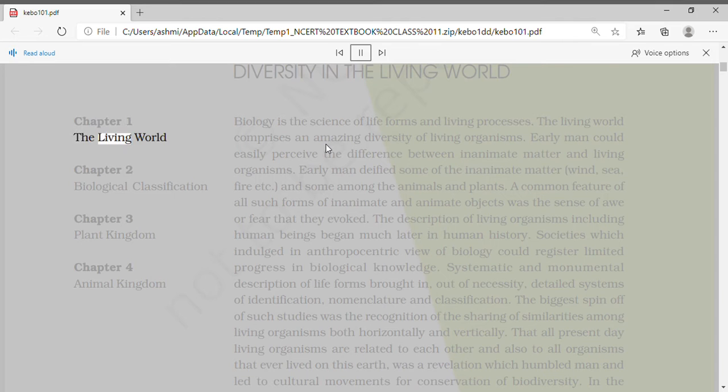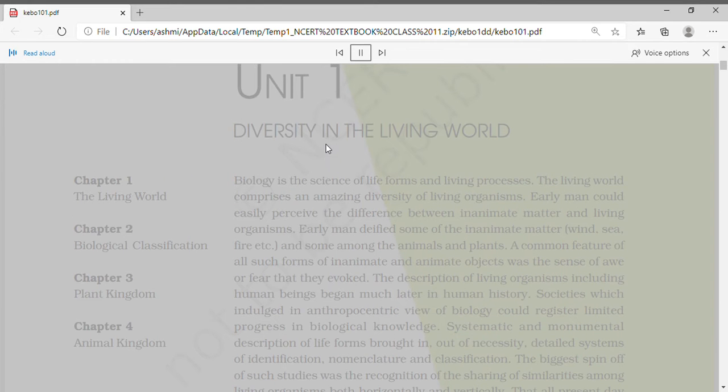Diversity in the living world. Chapter 1 The Living World. Chapter 2 Biological Classification. Chapter 3 Plant Kingdom. Chapter 4 Animal Kingdom.